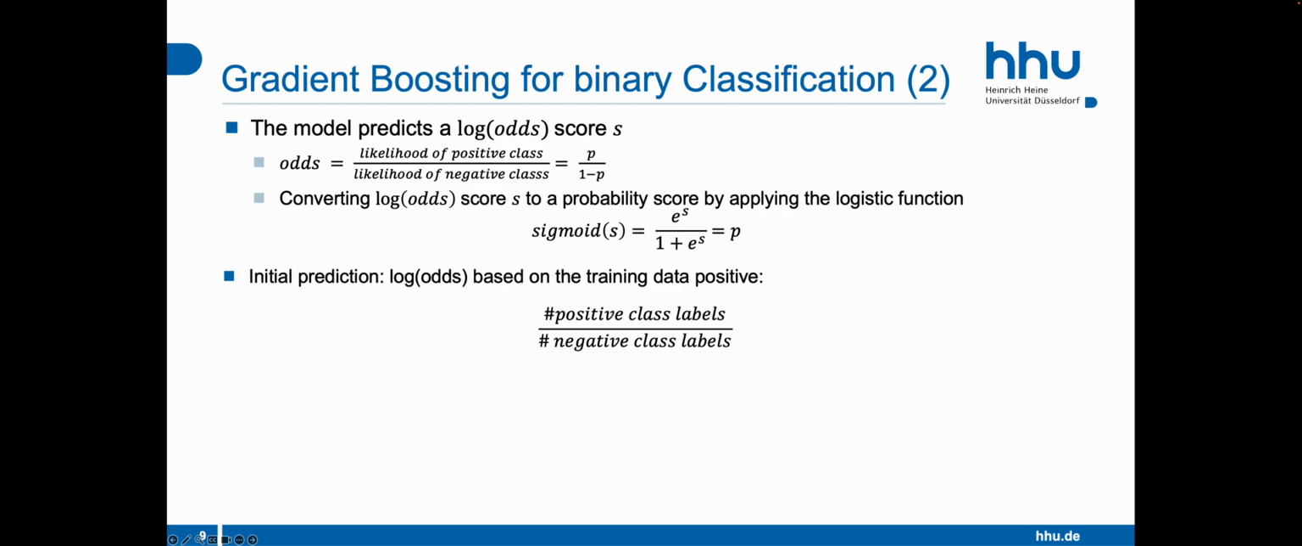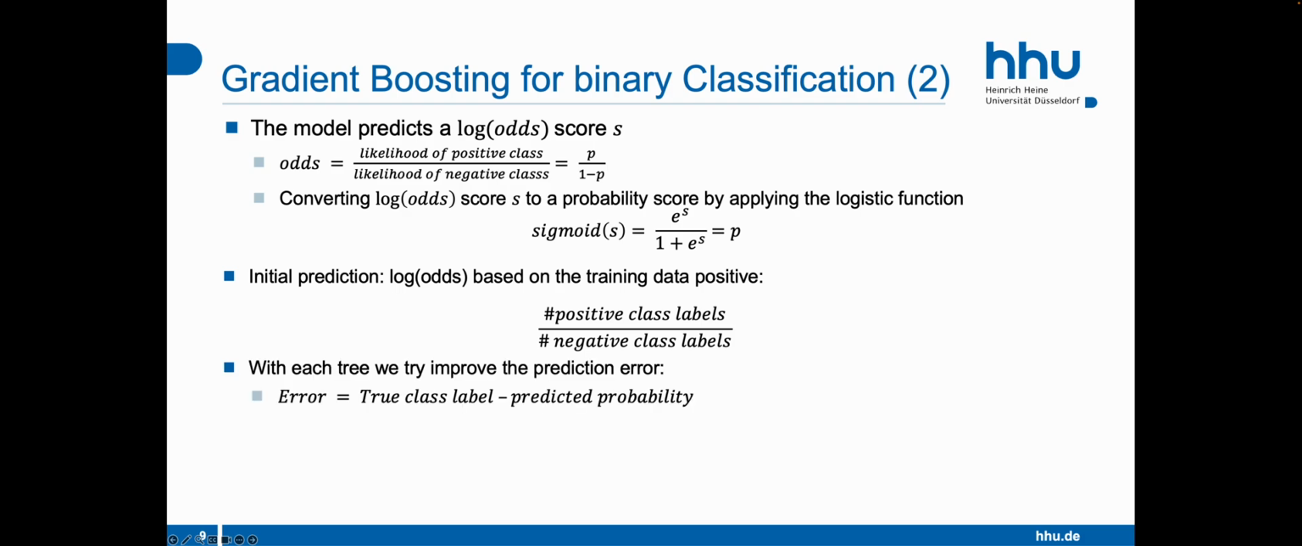As for the regression task, we start our gradient boosting model by making the same initial prediction for all data points in the dataset. For the regression task, we calculated the average of the target value for all training data points. Here we calculate the log of the odds for the training data points. This means we calculate the number of positive data points and divide these by the number of data points with negative class labels in the training set.